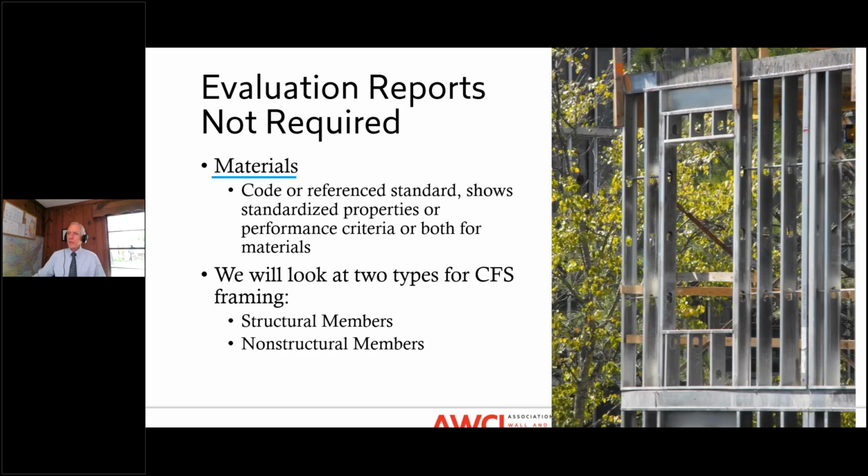Let's look at materials. And if the code or reference standard shows standardized properties or performance criteria or both for materials, we're going to look at two different types of steel framing, structural members and non-structural members. Structural members have a minimum thickness of 33 mils and up, and they have certain limitations on how much load could be put on non-structural members.